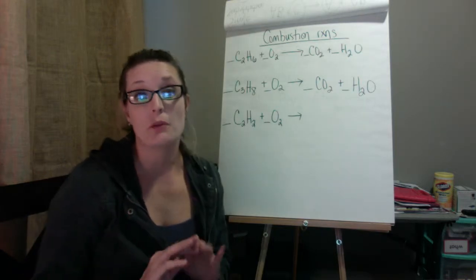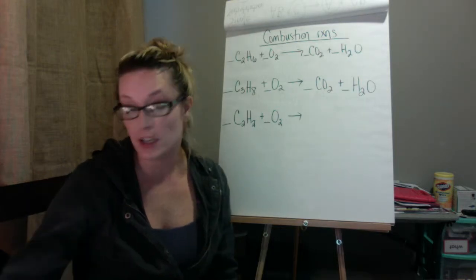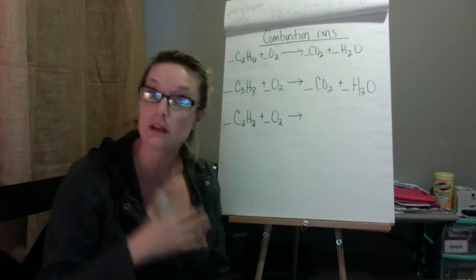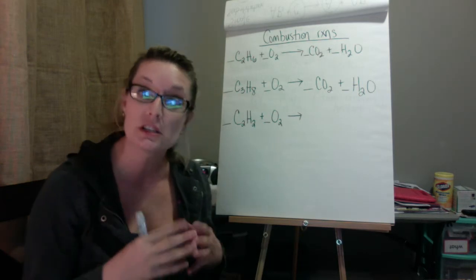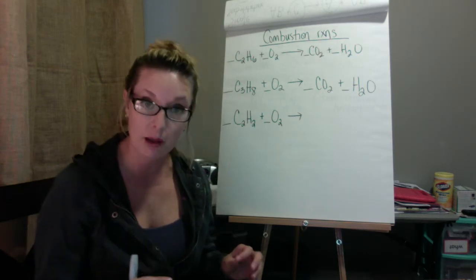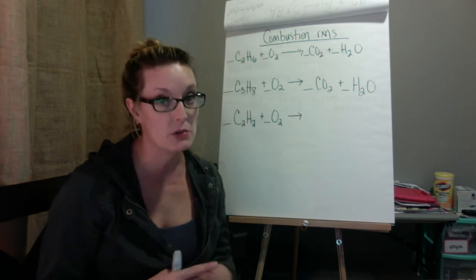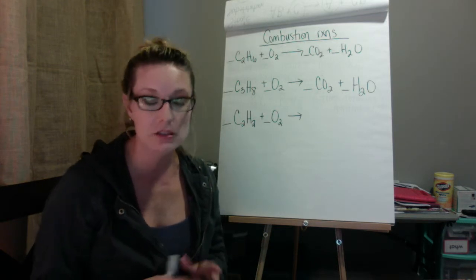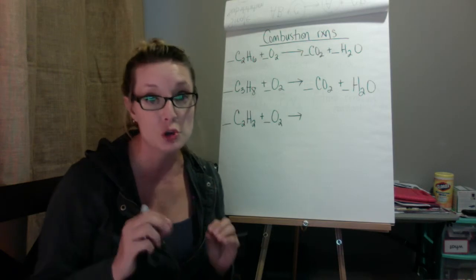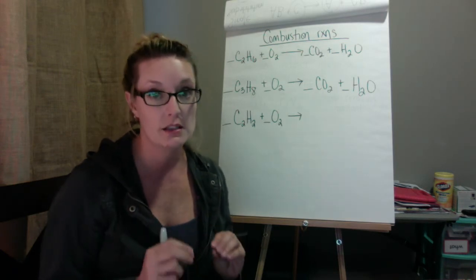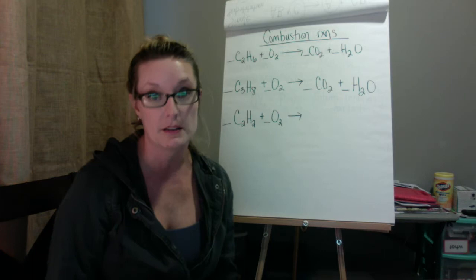Okay, so now we're going to talk about combustion reactions, and we're going to do two things at once. We're going to talk about the type of reaction and how to determine just by sight, by looking at it on paper, that it is a combustion reaction. And we're also going to talk about balancing those, because balancing combustion reactions can be a little bit tricky, but I'm going to give you a super helpful hint and some steps, that way you have no problem balancing combustion reactions.